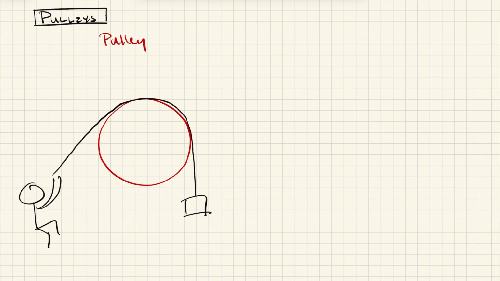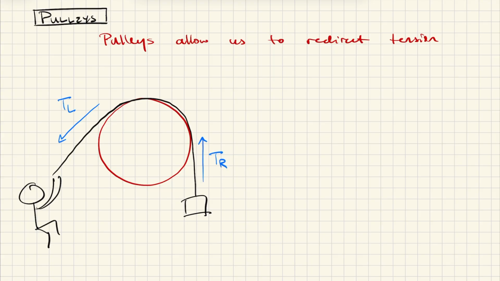So pulleys allow us to redirect tension. What I mean is, if we look at the tension force that's actually being applied to the pulley on the left-hand side, the one we're yanking on, the tension force goes down and to the left. This is what we might call TL, or tension on the left-hand side. And the tension on the right-hand side is now rearranged such that it points upwards. And so we can transfer this downwards, leftwards pulling into an upwards pulling on the other side of the pulley. That means the pulley is transferring some of this TL into a TR on the other side of the pulley.